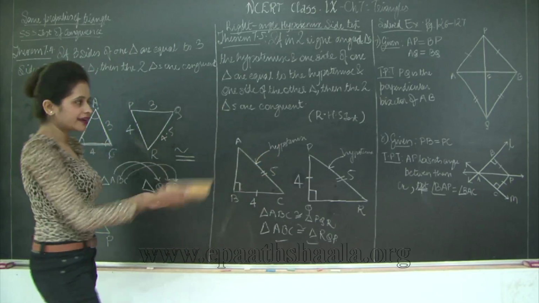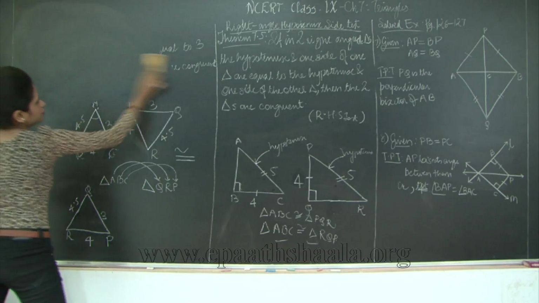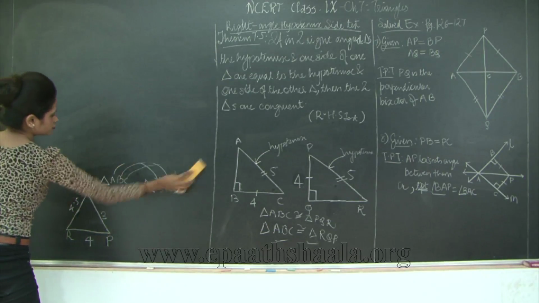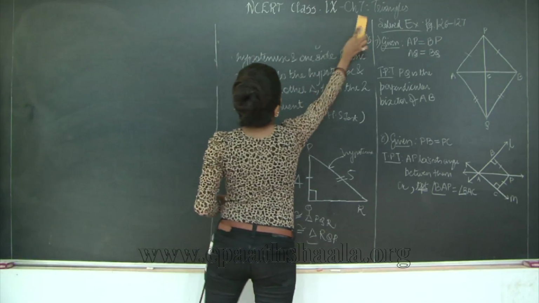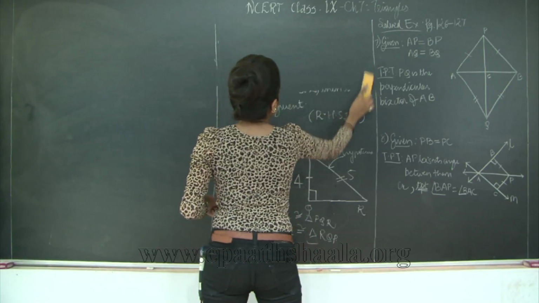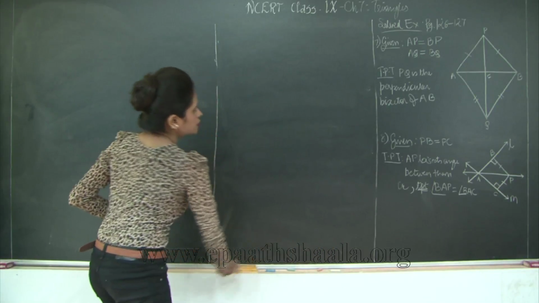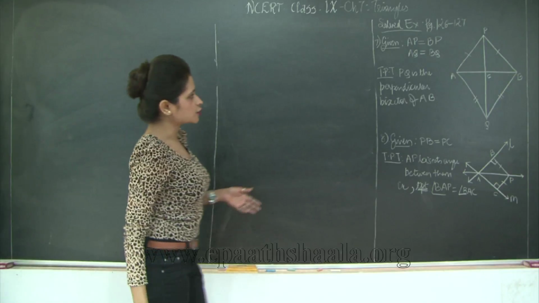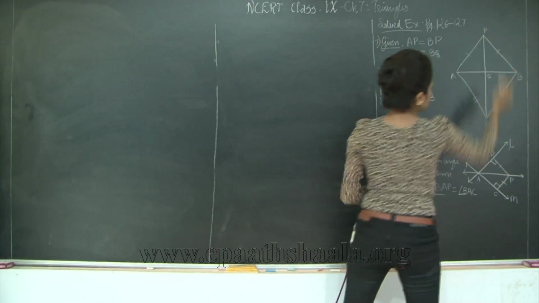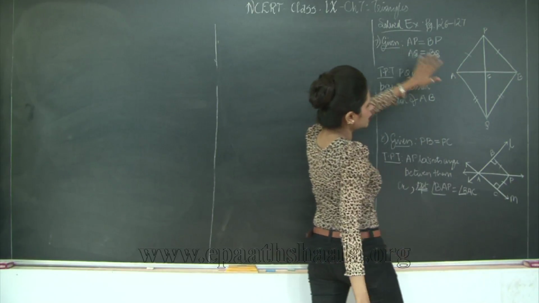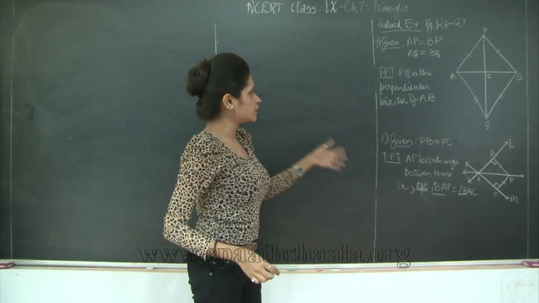Since you see that we do not have a lot of space, I am erasing this section in order for us to solve the questions. So now we have been given that AP is equal to BP, which is marked by single dashes. Then I have AQ equal to BQ. I need to prove that PQ is the perpendicular bisector of AB.